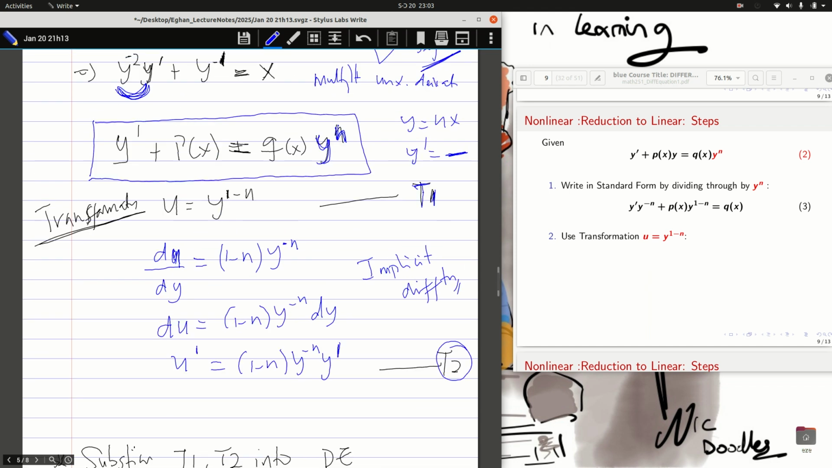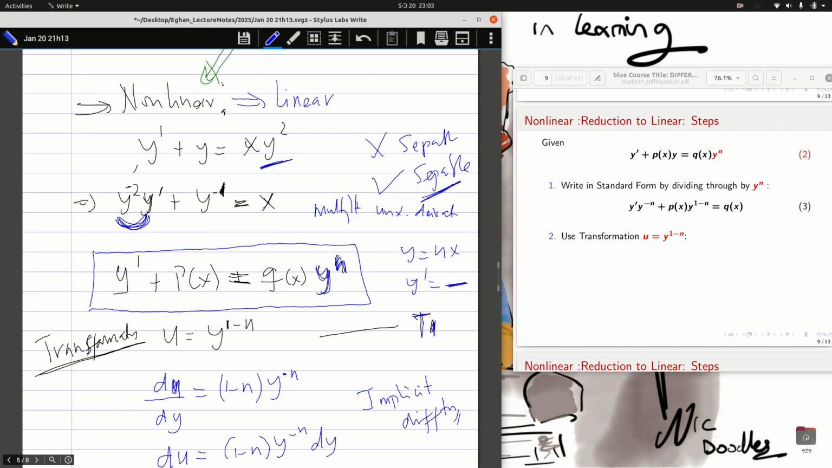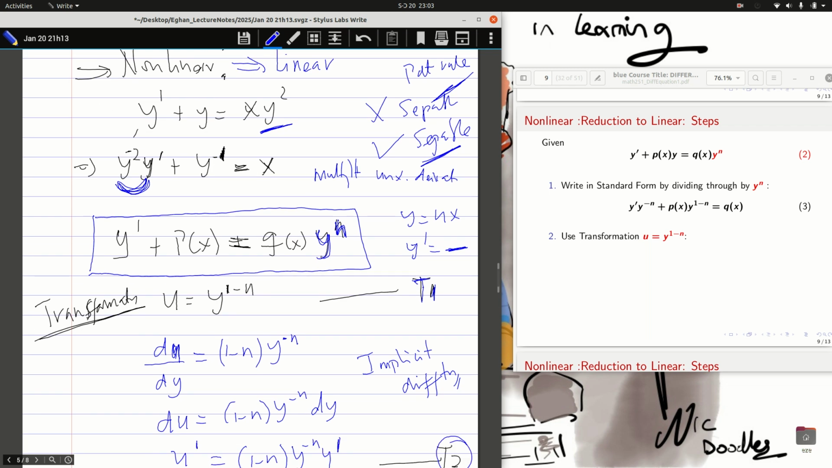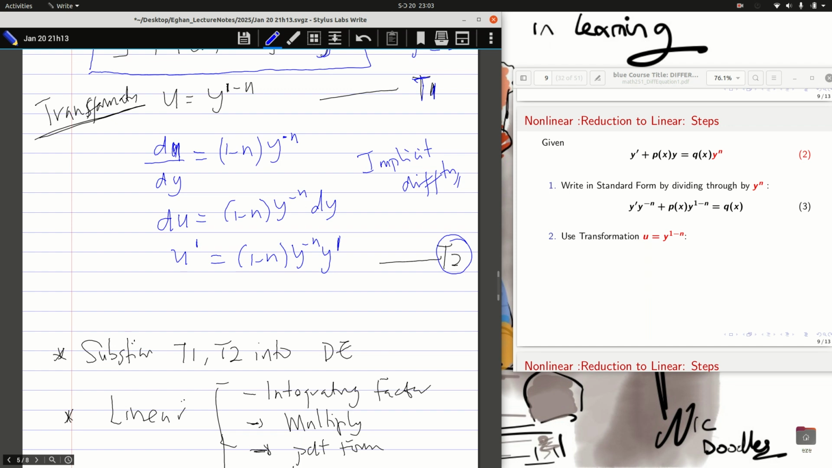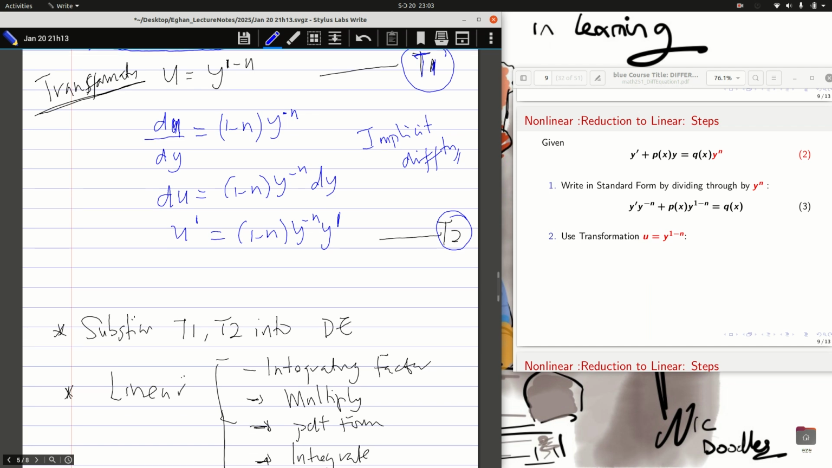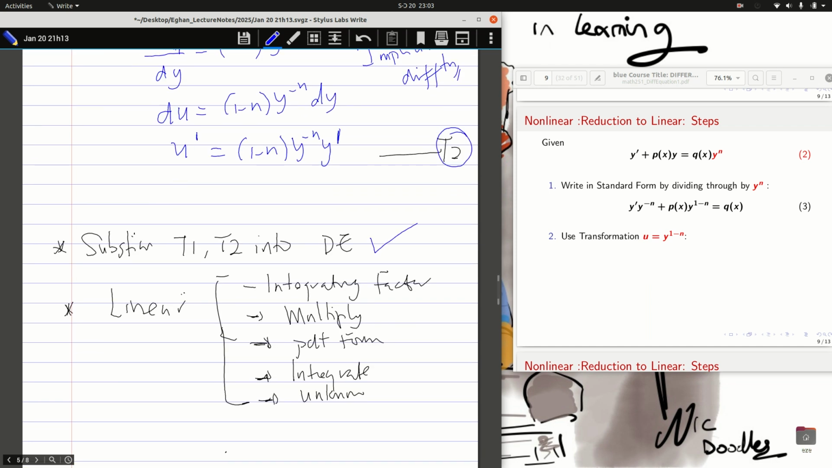Unlike the separable approach, where we did the product rule differentiation, here it is not a product rule, we end up getting an implicit differentiation. So you realize that indeed the prerequisite for this course is calculus. That is t2. So what do we do? The same approach as with separable. You substitute your t1 and t2 into the differential equation. When you do that, it will automatically become linear. It will be transformed to linear, and then you go to the linear step.